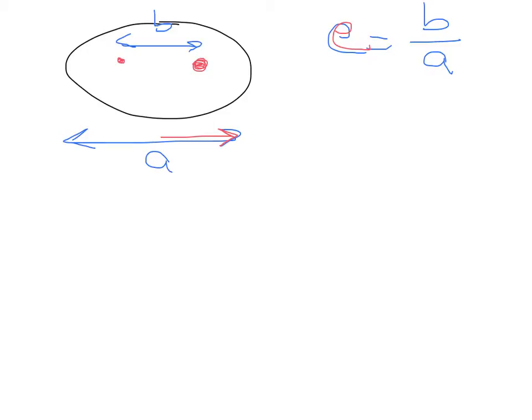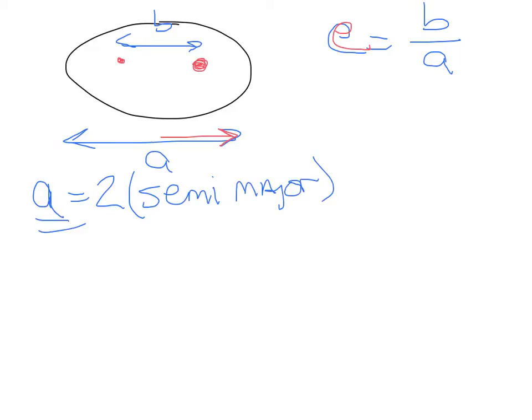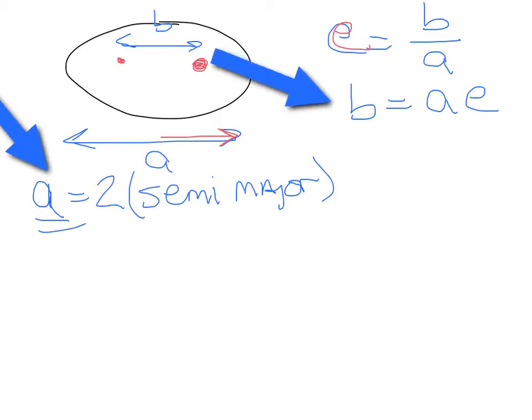So we can easily solve for A, which is 2 times the semi-major axis, and they've given that. So you should be able to get A with no problem. Now, looking over here, B equals A times E. So if you've got A from here, you should be able to get B, because you know both of those.